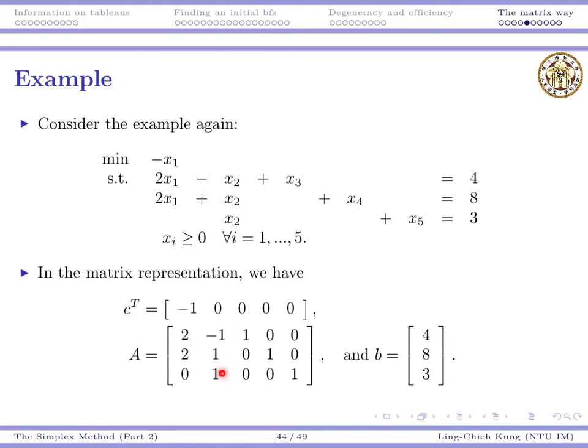C itself is a column vector, so we write C transpose to make things clearer. C transpose is nothing but all the objective coefficients, so 1, negative 1, and so on. B is the column vector for the right hand side. So given any LP in standard form, we may do this. And then given any basis, we know how to split C and A.